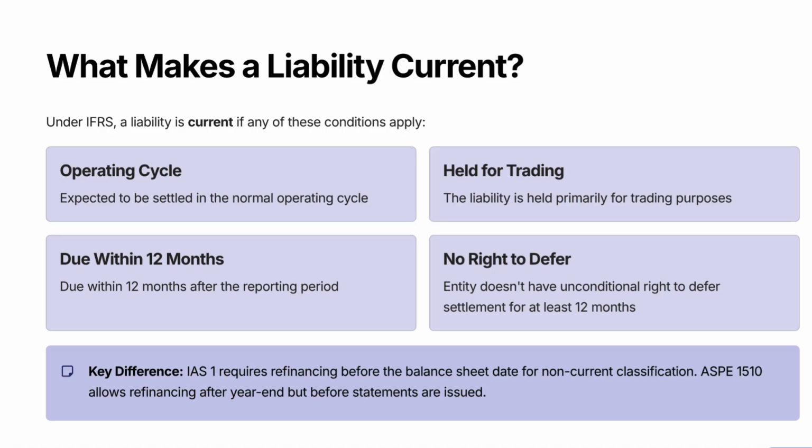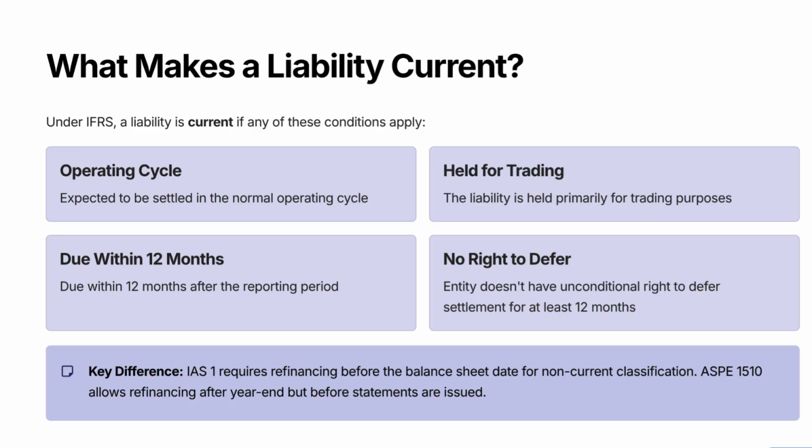In simple terms, if it's going to use up short-term resources, like cash or inventory, in the near future, it's current. Now, if the timing of payment is uncertain, IFRS says to classify it as current unless you clearly have the right to delay settlement.